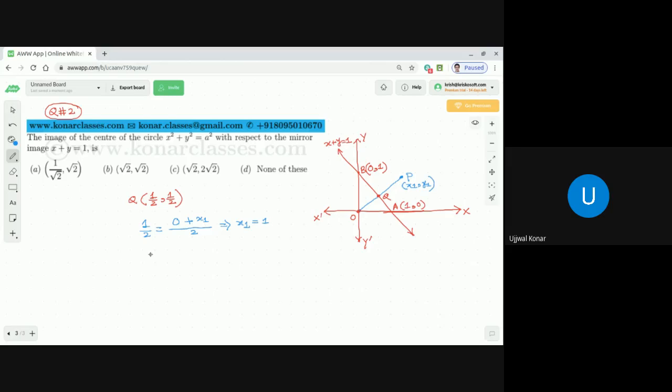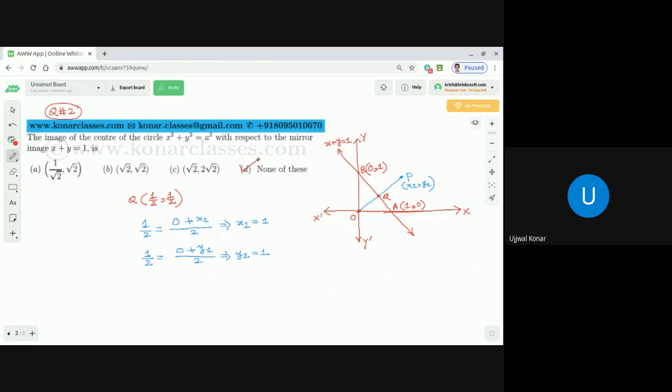And the other way you can do it is that the y coordinate, that is 1 by 2, is equal to the y coordinate of the origin, that is 0, plus the y coordinate of the point P, that is y1, divided by 2. And from here we get the value of y1 is equal to 1. So the coordinate of the point P becomes 1, 1, and we get the correct option as option D, none of this.